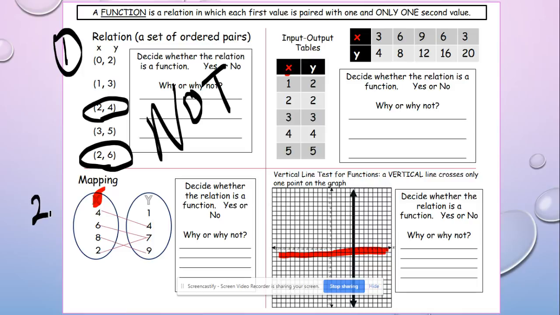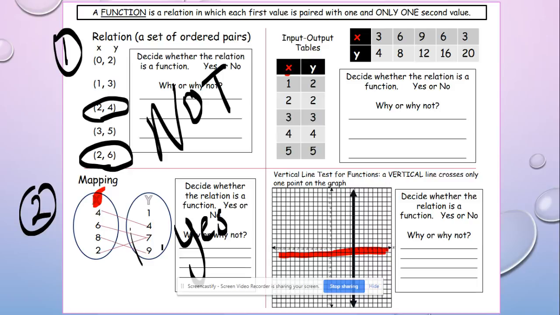Let's look down here at example 2. In example 2, we have what's called a mapping. In a mapping, we again have our x values and our y values. My inputs are 4, which maps to 4, 6, which maps to 7, 2, which maps to 7, and 8, which maps to 9. This is a function. This is a function because each input maps to only one output.